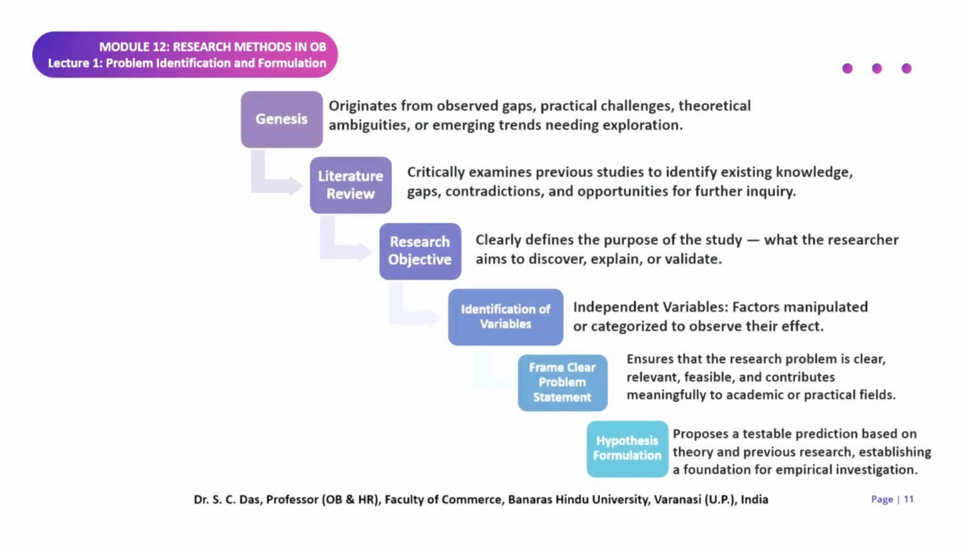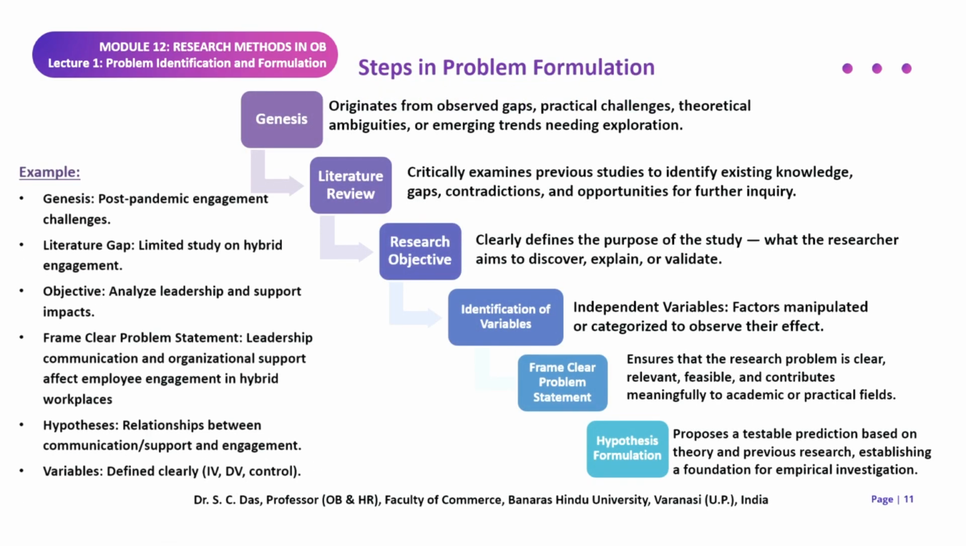Then again, the steps in a problem: genesis, literature review, research objectives, identification of variables, framing a clear problem statement, and hypothesis formulation. You can see this is very chronological. Genesis is nothing but originating from observed gaps, practical challenges, theoretical ambiguities and or emerging trends needing exploration. Literature review means critically examining previous studies to identify existing knowledge, gaps, contradictions, and opportunities for further inquiry.